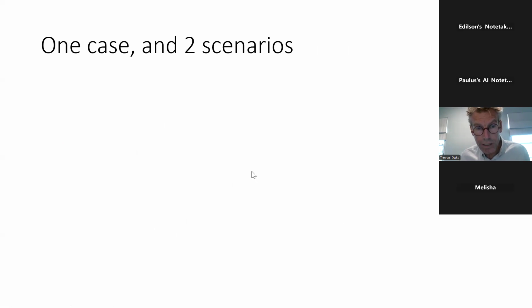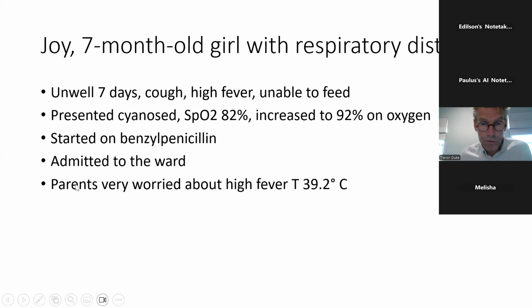I wanted to talk about a case of a child which I think is quite instructive, and I'm going to give two scenarios. One scenario where the child wasn't managed very well and the child deteriorated, and then the alternative scenario, which actually happened. So this is a young girl, 7 months old, with respiratory distress. This is a true story.